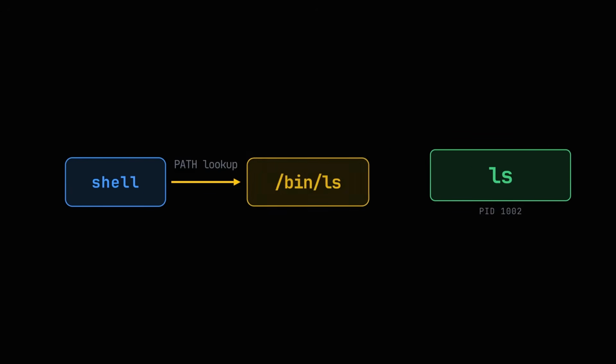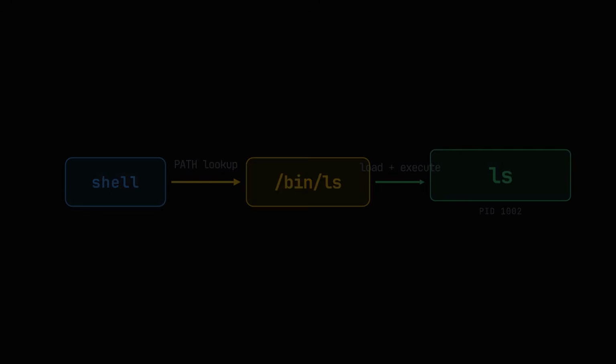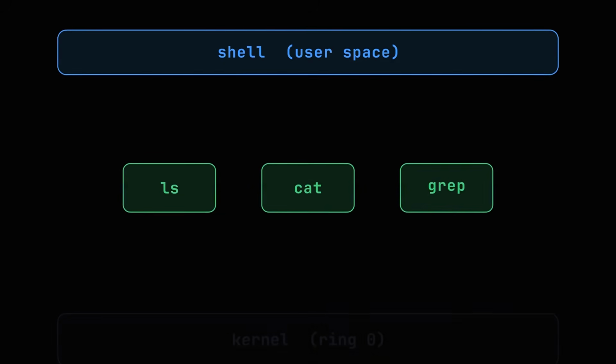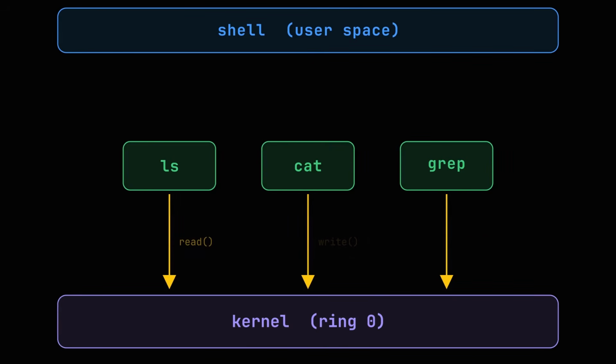But how does it even find ls? The shell searches through the PATH environment variable. It resolves /bin/ls, then loads the binary into memory. That binary is just machine code, nothing special. At this point, the kernel takes over. It loads the binary into memory, sets up the process space, prepares stack and heap, and starts execution. Your shell is now completely out of the picture.